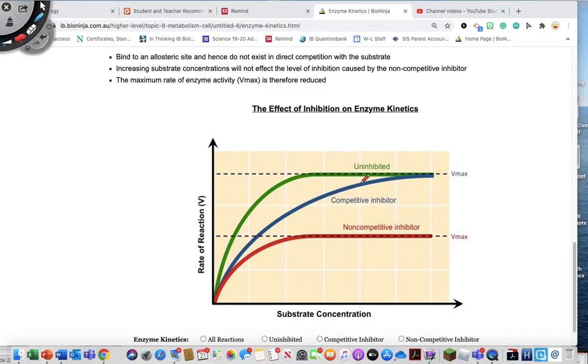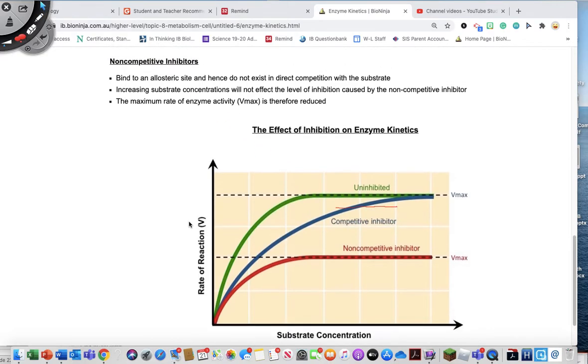Now, notice what's happening here with the competitive inhibitor. If I add a competitive inhibitor, the reaction is still going to increase as you add substrate concentration, but it's going to increase at a much slower rate than the uninhibited reaction. And notice that even though it's going to take longer, it's going to eventually reach Vmax as you increase substrate concentration. And here is the reason why.